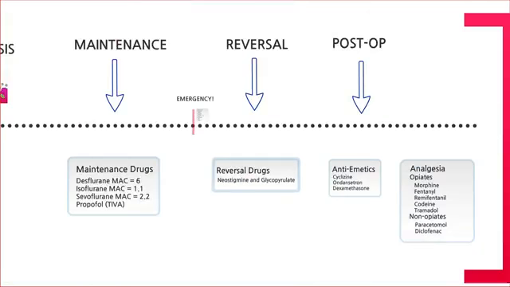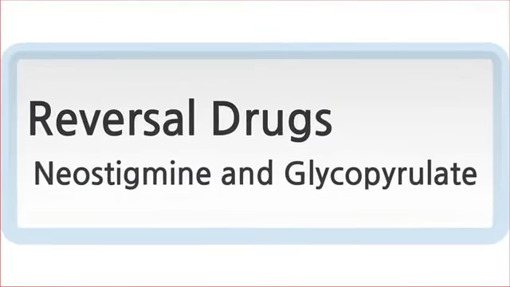So now we're going to talk about the end of the operation and what we do. When the surgeons say, okay, we're finishing up now, get the patient ready, one of the things we need to do is, if we've given the patient muscle relaxants, we want to get them to start breathing spontaneously again. So the drugs that we most commonly use are neostigmine and glycopyrrolate.